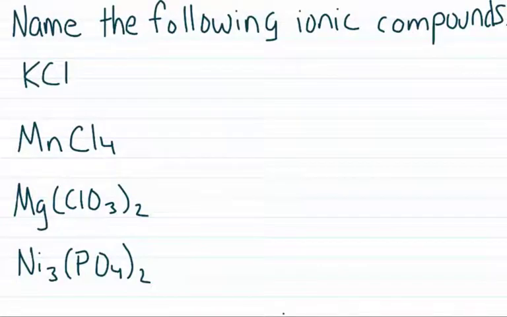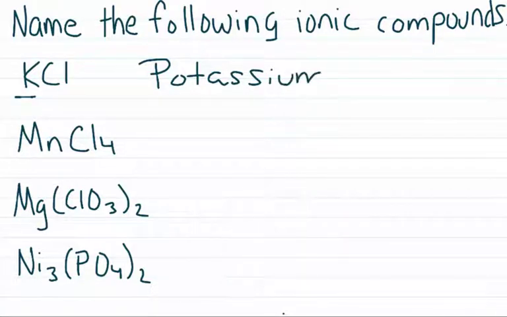Name the following ionic compounds. So for ionic compounds, the first step is always to identify and name the metal. The metal always will come first. So for this first one, KCl, the metal is potassium.